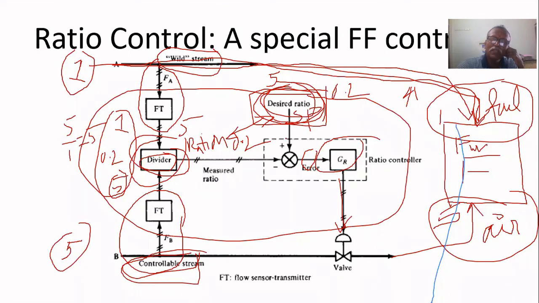The only thing is the controller gain will depend upon the desired ratio. If we consider 5, the controller gain will be different. If it is 0.2, the controller gain will be different. That is the idea. At the time of design, we can decide whether to divide FA by FB or FB by FA. Both are correct. Both ways we can design. Are you getting it? Yes, sir. Okay, thank you.